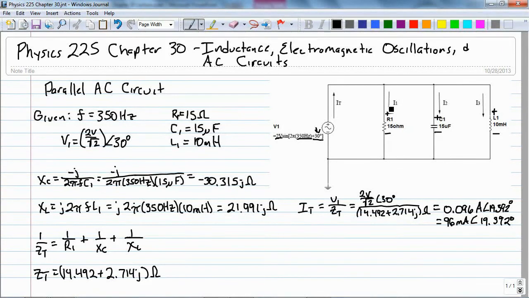I1 can be calculated because this potential is directly across the resistance, so I1 is equal to V1 over R1, and that's 2 volts divided by square root of 2 at an angle of 30 degrees divided by 15 ohms, and that equals 0.094 amps at 30 degrees. Or we have 94 milliamps at 30 degrees.